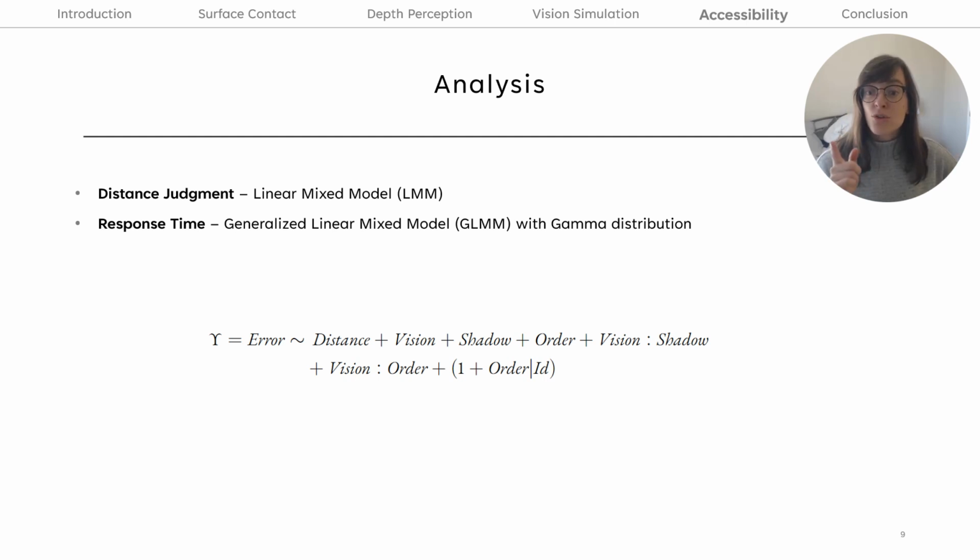But to support our primary measure of interest, we also analyzed participant response times for each trial, where response times corresponded to the interval of time between when the target was presented to the user and when the user verbally indicated that they were ready to make a distance judgment through blind walking.